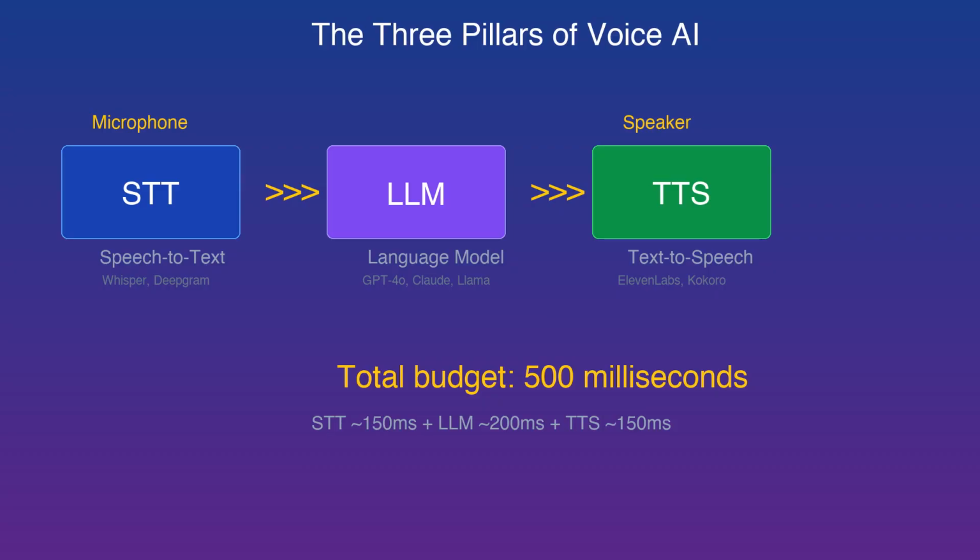The entire setup is about 50 lines of Python. You define your pipeline, configure each component with your API keys, and run it. In about 20 minutes, you have a working voice assistant that you can talk to naturally.